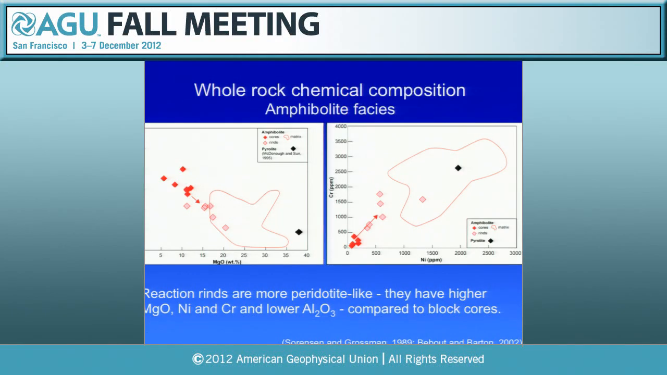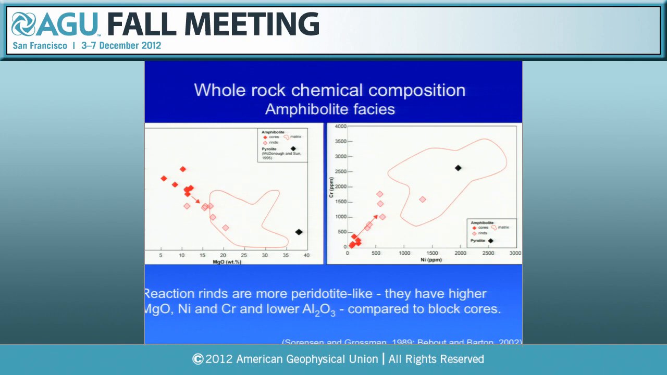So I'm going to compare the chemical composition of cores and rinds, and on these graphs, the block cores will all be the darker colored symbols. The associated rinds will be the lighter colored symbols. The matrix is going to be these larger fields outlined in the same color. And then I also have black diamonds showing pyrrolite composition, which is to give us a representation of what primitive mantle or peridotitic compositions would be.